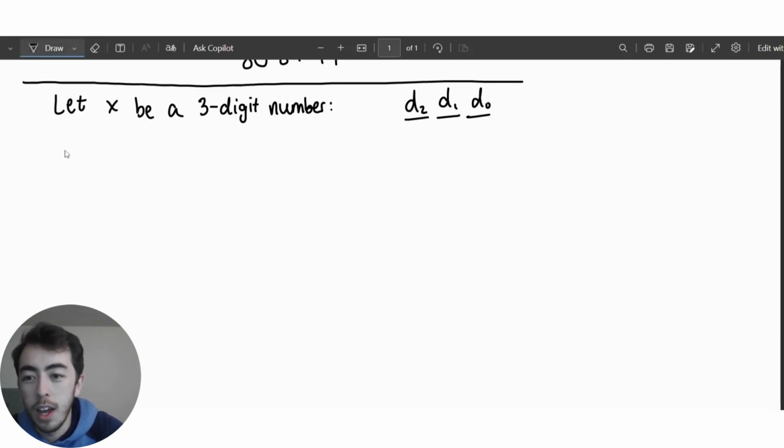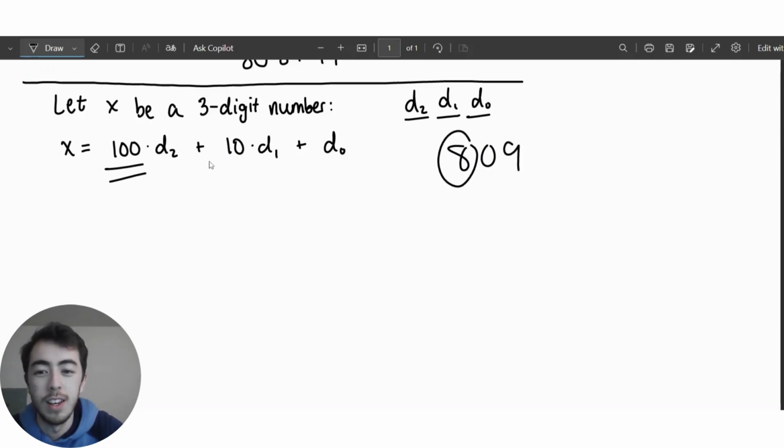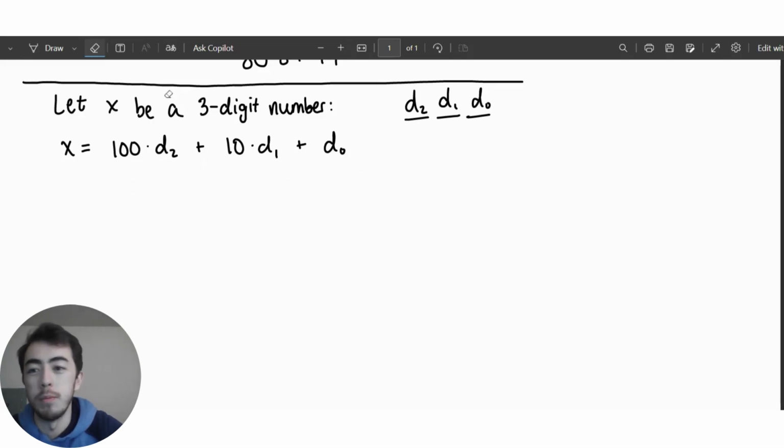So I know that x is going to be equal to 100 times D2 plus 10 times D1 plus D0. And this is just kind of by definition of base 10 counting. With the number 809, it means that I have 8 hundreds and no tens and 9 ones. So this expanded form is the same thing as, well, the three-digit number that it represents.